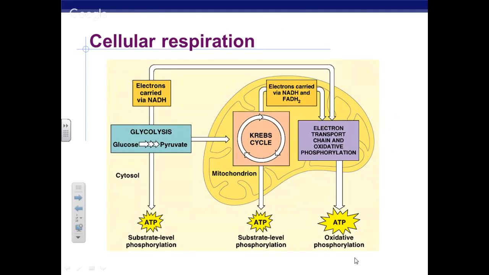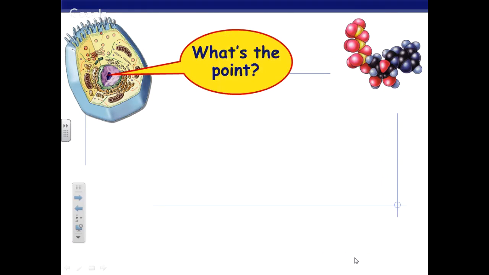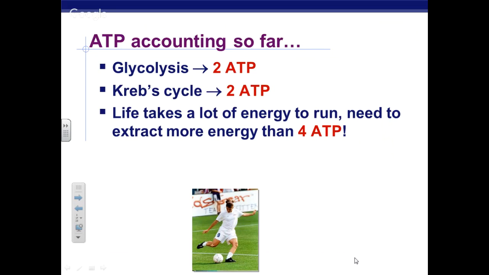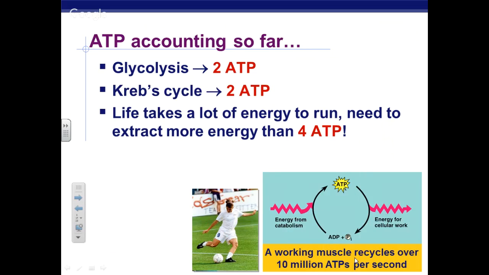We made a little ATP so far, not so much. For glycolysis, we made 2 ATPs. We also made 2 NADHs. In the Krebs cycle, we made 2 ATPs. We made 8 NADHs if we include the oxidation step, and 2 FADH2s. But we need a lot more than 4 ATPs to run our body. 4 is not a lot.